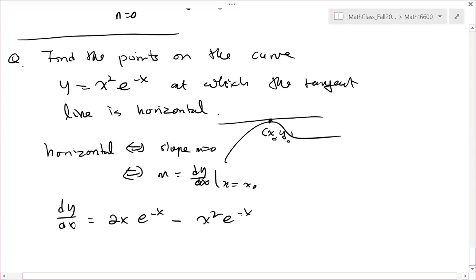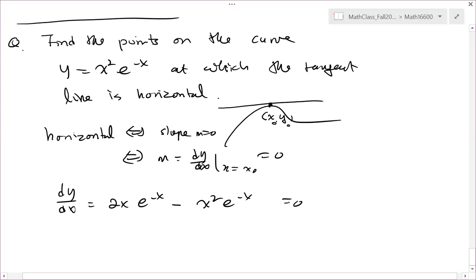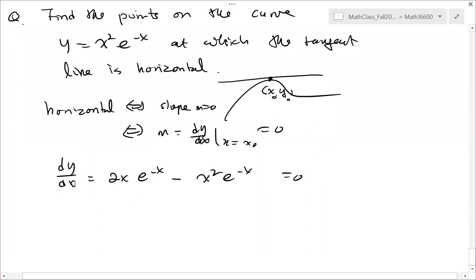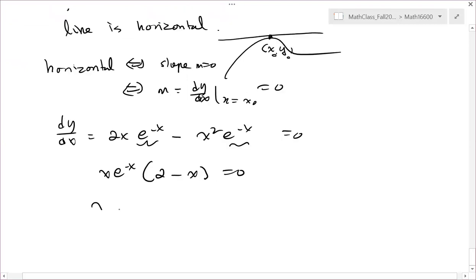All right, then this should be zero, because it says the slope is going to be zero. You have to find this x, so you solve that. When you solve it, be careful, don't just delete the x. You take the common factor out first: x e to the negative x should be factored out, leaving two minus x. How many solutions can you get? x equals zero and x equals two, so you get two solutions.